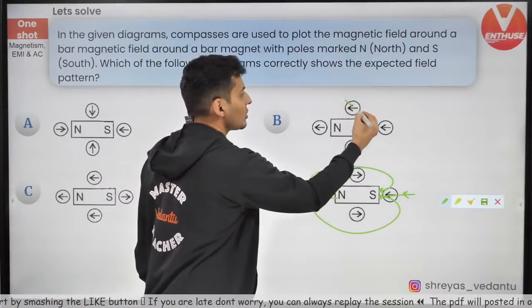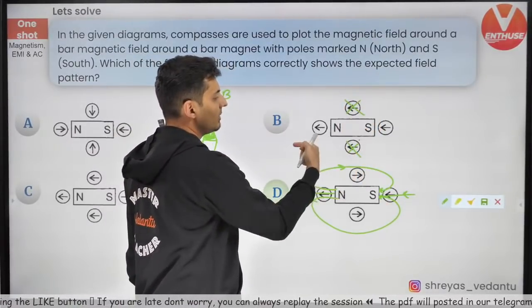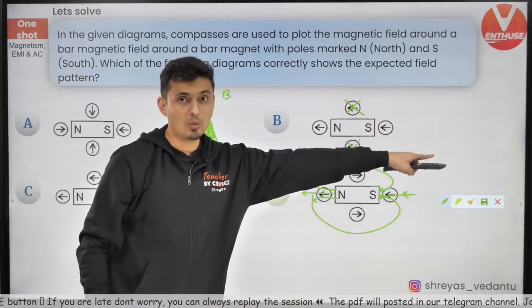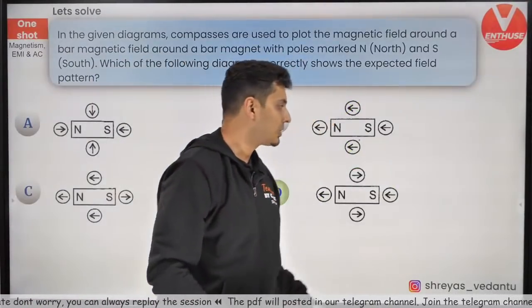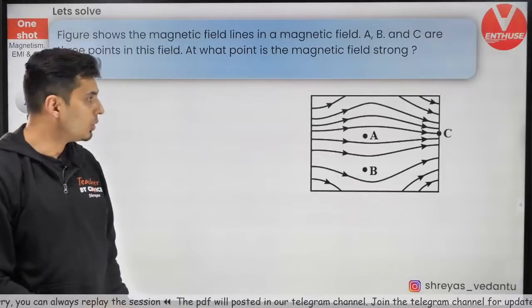Here these two are wrong. Obviously, how can it be this way? Because the field lines are going to go back. So hence option B was wrong. Many of you said option B. Understood? Let's move on.